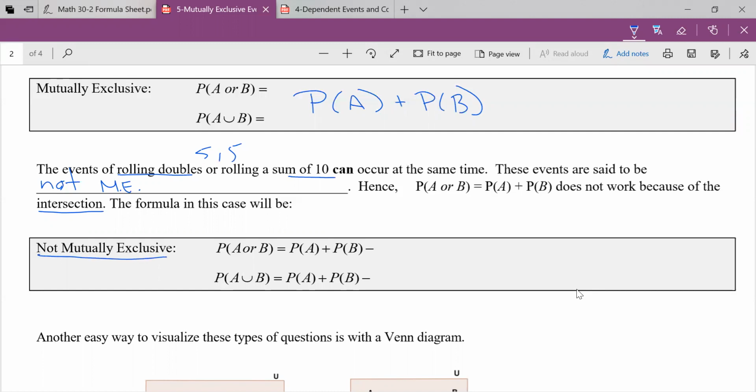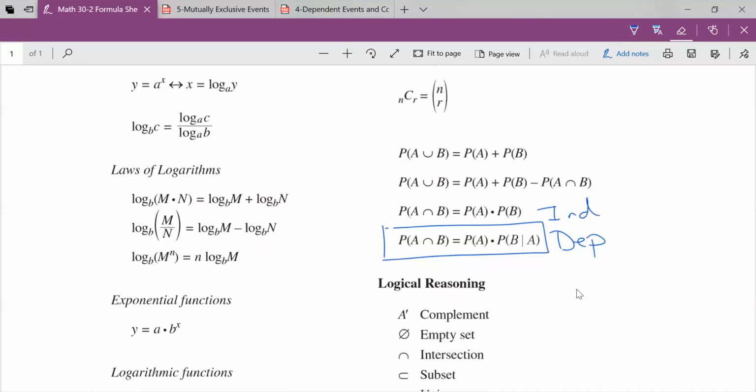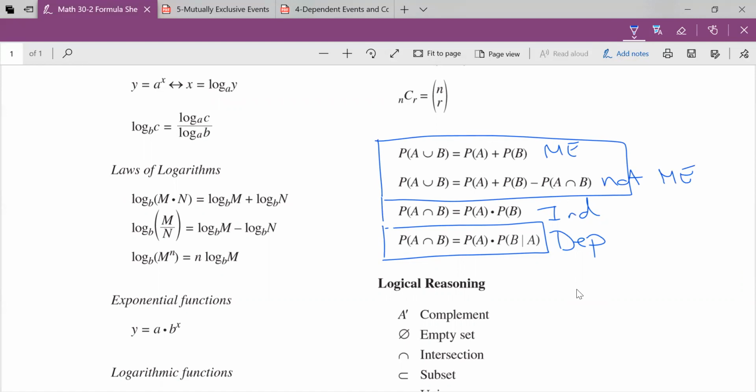For not mutually exclusive, it looks the same to begin, P(A) plus P(B), but then we subtract out that intersection, the thing that happens that's in common for both events. Again, no need to memorize these. Everything you need in 30-2 is right here on your formula sheet. The first one is mutually exclusive, and the second one is not mutually exclusive. There it is, my friends. There's all your formulae for this unit. Let's play around with a few questions here.